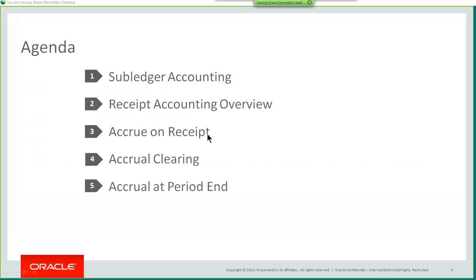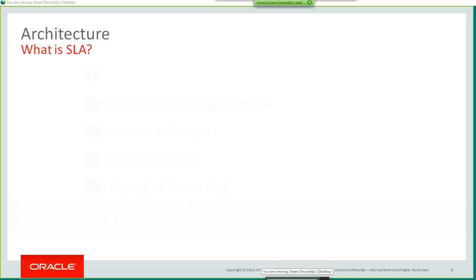Okay. Then we'll see what is accrual and receipt with an example, with a demo, and see how you can do accrual clearing. And finally, just a couple of slides on accrual at period end. So majority of the portion we'll be spending on points 2, 3, and 4. But before that, I want to give you a quick understanding of subledger accounting engine. So let's get started with that.